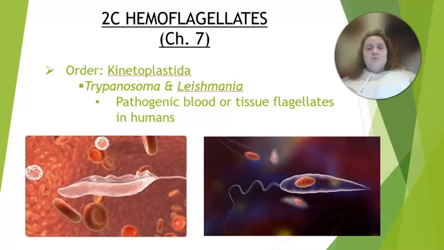In this particular portion of the lecture, we're going to be covering hemoflagellates. Hemo meaning blood, so all these parasites are going to be affecting the blood. All these parasites are also going to fall in the order of Kinetoplastida. So we're going to be covering Trypanosoma and Leishmania. These are pathogenic and tissue flagellates.